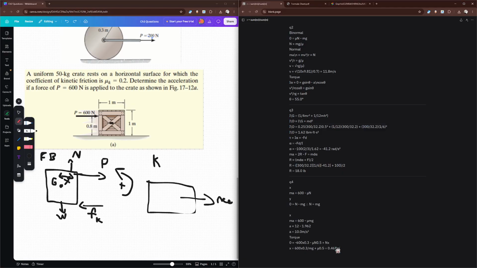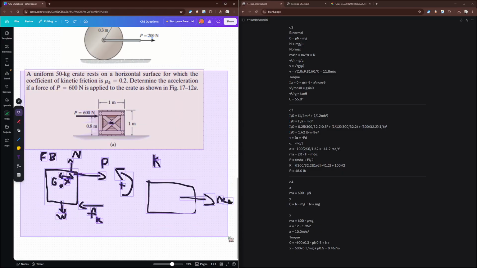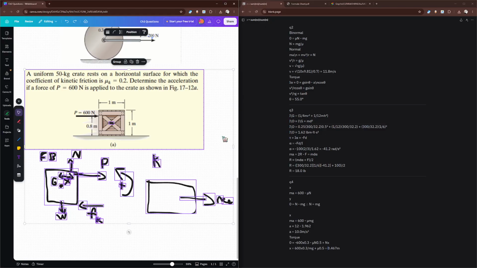Yeah, N is mg, so that makes sense. That's what happened. That's the horizontal distance away from the center of gravity that you need to stop it from tipping, right? Because if it was to tip, it would not follow proper stuff.